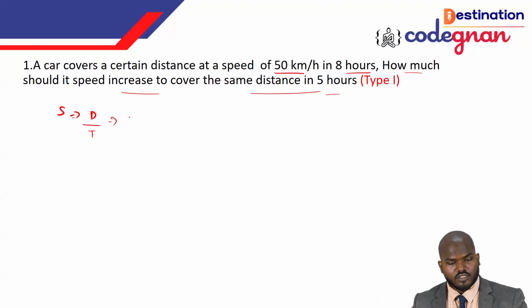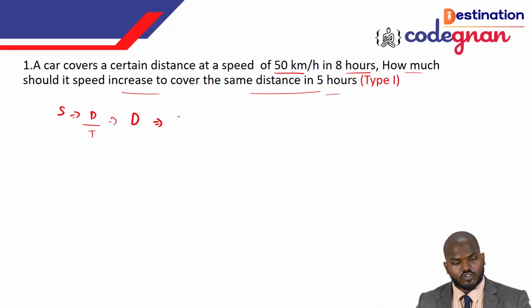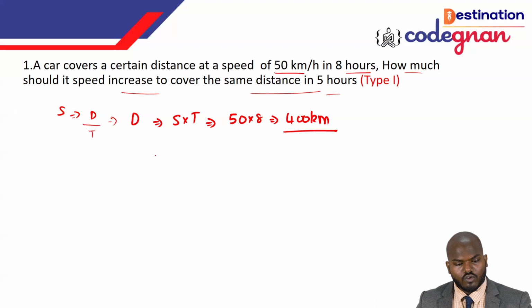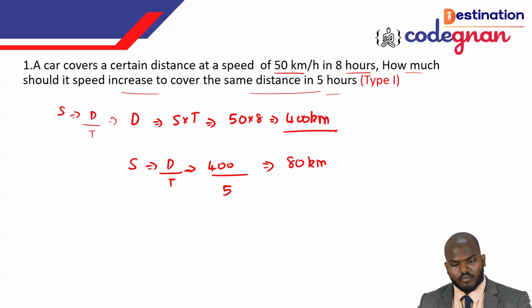If you take it out, distance equals what? We don't have any value, so you need to find the distance here. Distance equals speed times time. If you multiply 50 times 8, it will give you 400 kilometers, the total distance. Now you want to find how much speed is needed to cover it in 5 hours. You take the same distance by time, so 400 by 5 gives you 80 kilometer per hour. Probably this is the answer.